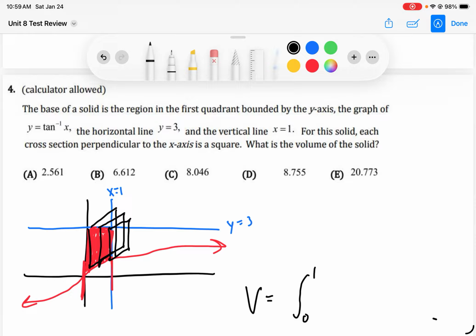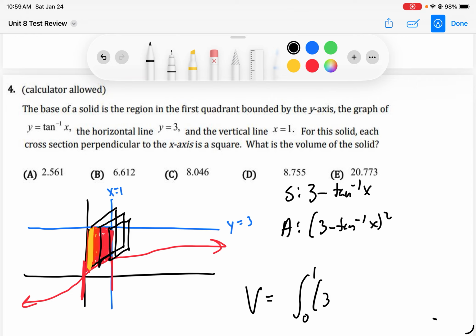Each side length, to find the side, it's going to be this distance right here. Anytime I want to find the distance between two curves, I do top curve minus bottom curve. So top curve is 3 minus bottom curve, which is tangent inverse of x. So that's each side. The area, because this is a square, would be 3 minus tangent inverse of x, squared. To find the volume, I integrate that.